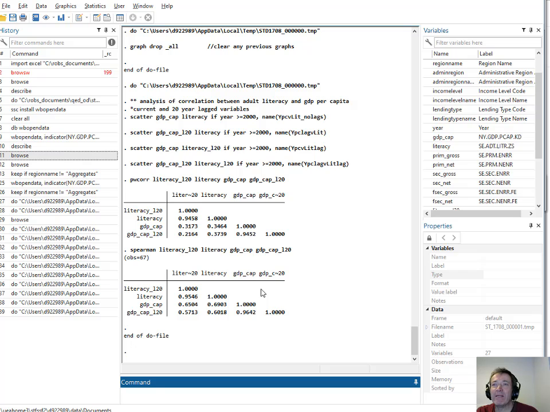Okay, so the next step is to go on and look in a similar way, using the charts, Pearson's and Spearman's, at the other measures of educational participation: primary enrolment, secondary enrolment, female enrolment, and GDP.